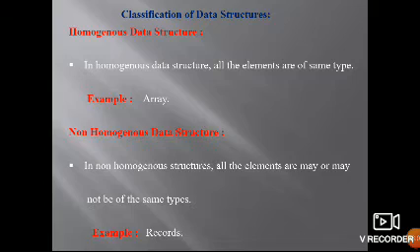Classification of data structures: homogeneous and non-homogeneous. In homogeneous data structures, all the elements of the data structure will have a single type. All the elements are the same type. For example, arrays. In non-homogeneous data structures, the elements may be of the same or different data types.